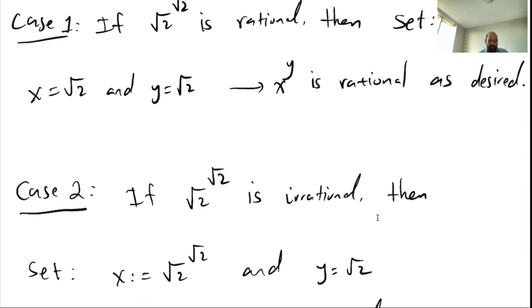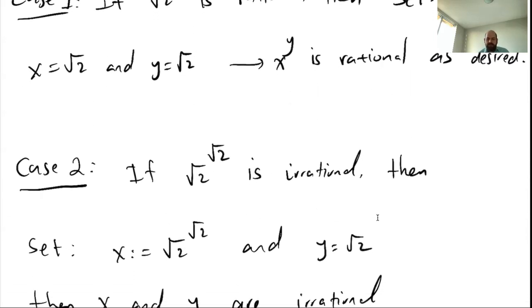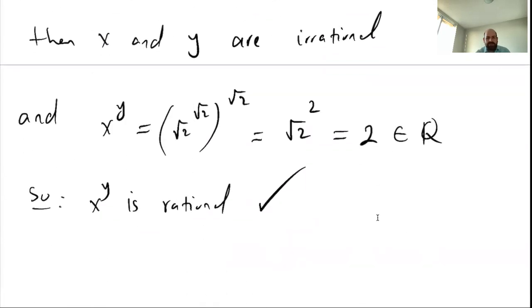So whether this number is irrational or rational, in either case, we could show that there exist irrational numbers x and y with x to power y being rational. Okay, so even without being able to construct it explicitly, we could still prove the existence.